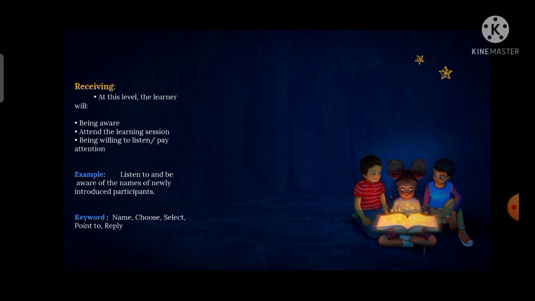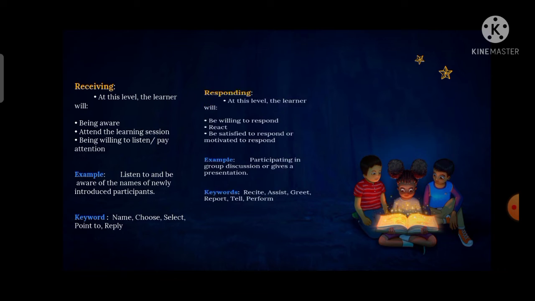For example, during a first class session, it is normal to introduce each one of the learners. He or she listens to and is aware of the names of newly introduced participants. So at this level, because you have chosen to attend the lecture, you are automatically at the level of receiving.